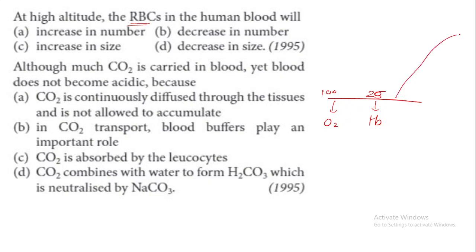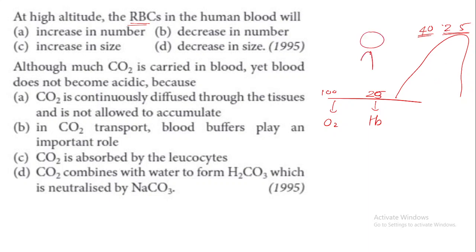Now, when you climb a mountain, the availability of oxygen itself is less. As the atmospheric oxygen goes on decreasing, let us say only 40% of oxygen is available. This is a pure hypothetical example. What will happen? Hemoglobin is going to be 25 only. Is there going to be any change in that? No, hemoglobin won't change, but the oxygen level will decrease.